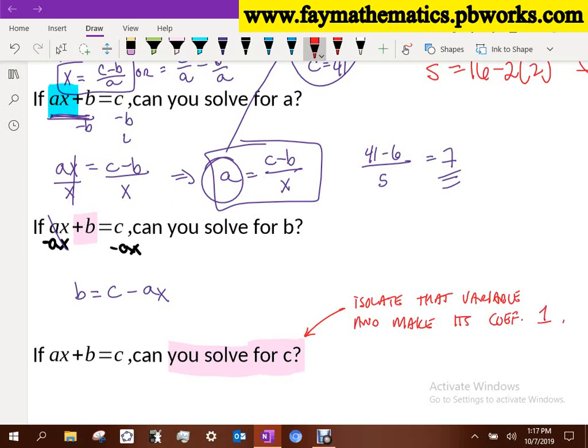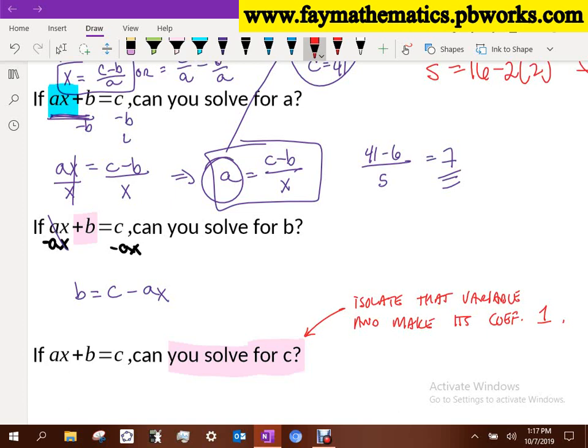So let's think about this. I'm trying to solve for C, right? Look at where C is. Is it isolated? Is it by itself? Yeah. Has it got a coefficient of 1? Yeah. So it's already done, right? Okay. And so isolate the variable and make its coefficient 1. But you're going to hear me say that this variable is already solved for. So in this case, C is already solved for. It's already isolated with a coefficient of 1.